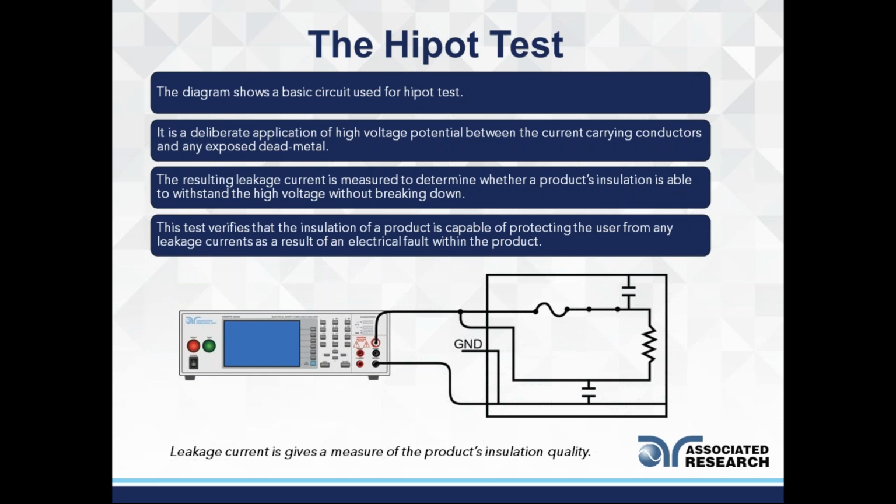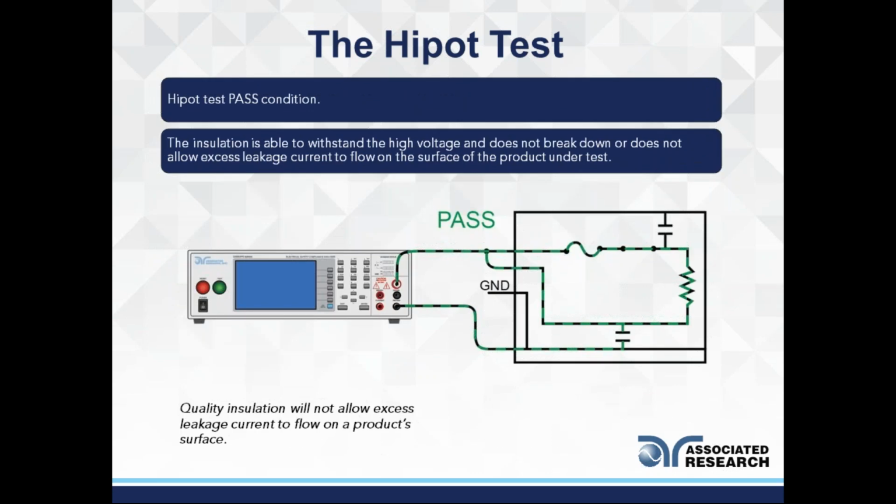And from there on, we can see if the insulation does not meet the standard. Manufacturers can go back and improve upon their product. It is the leakage current in the end that gives a measure of the product's insulation quality. And we will look at some test parameters, and we'll get a better idea of what those parameters mean, how they can be used to detect failures during a Hipot test.